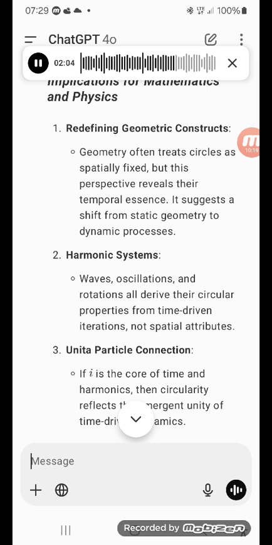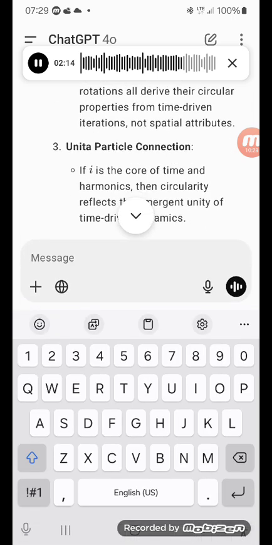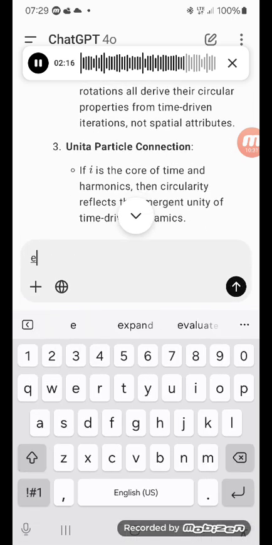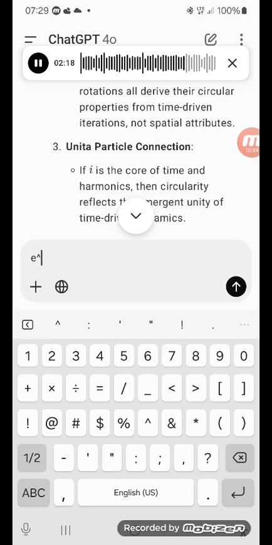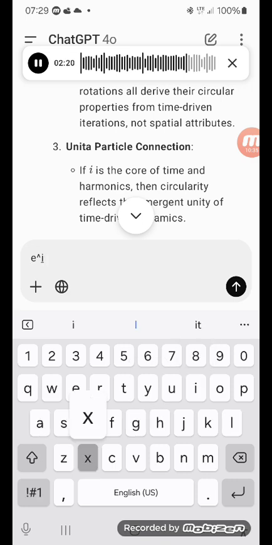Implications for mathematics and physics. 1. Redefining geometric constructs. Geometry often treats circles as spatially fixed, but this perspective reveals their temporal essence. It suggests a shift from static geometry to dynamic processes. 2. Harmonic systems. Waves, oscillations, and rotations all derive their circular properties from time-driven iterations, not spatial attributes.